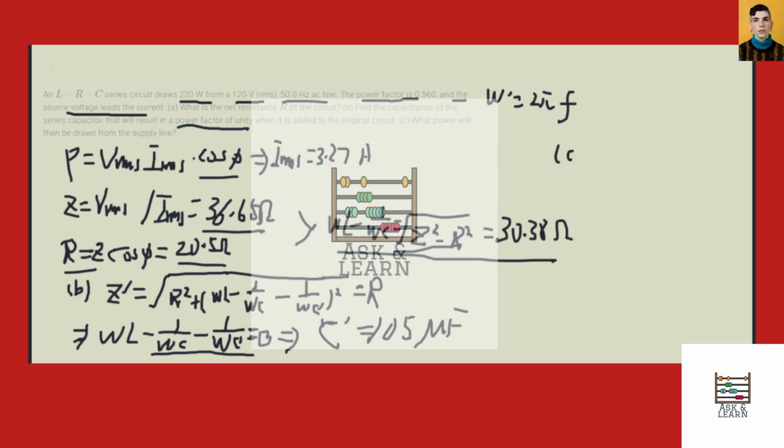And part C: what is the power for this new circuit? We already know the new impedance, which is simply equal to R. So the power P prime simply equals V RMS squared over R, where the source voltage is used. R is known here. So the result is 702 watts.